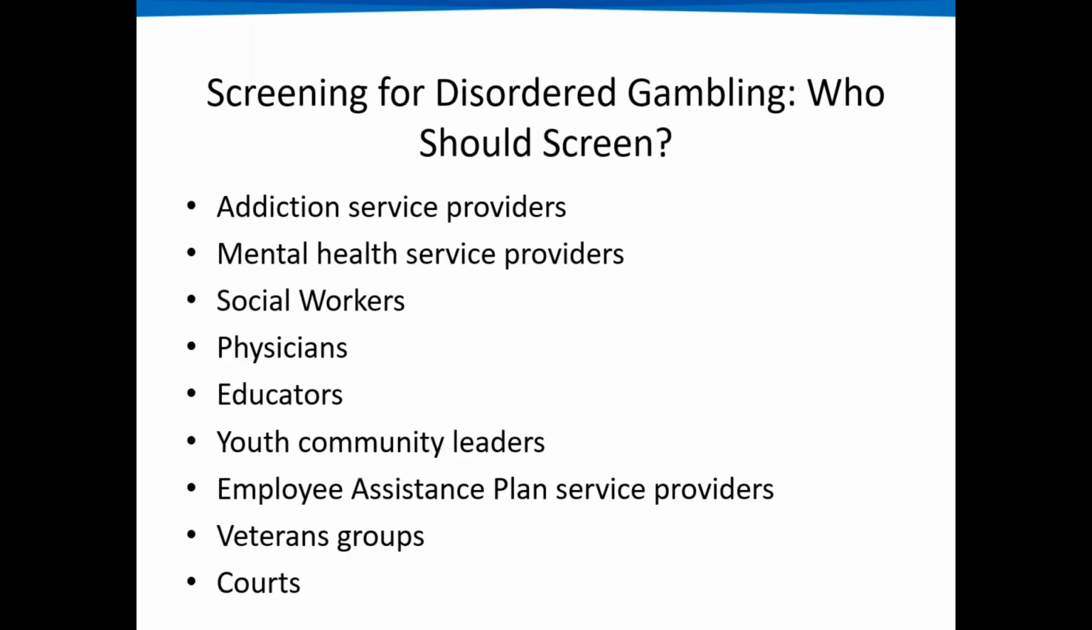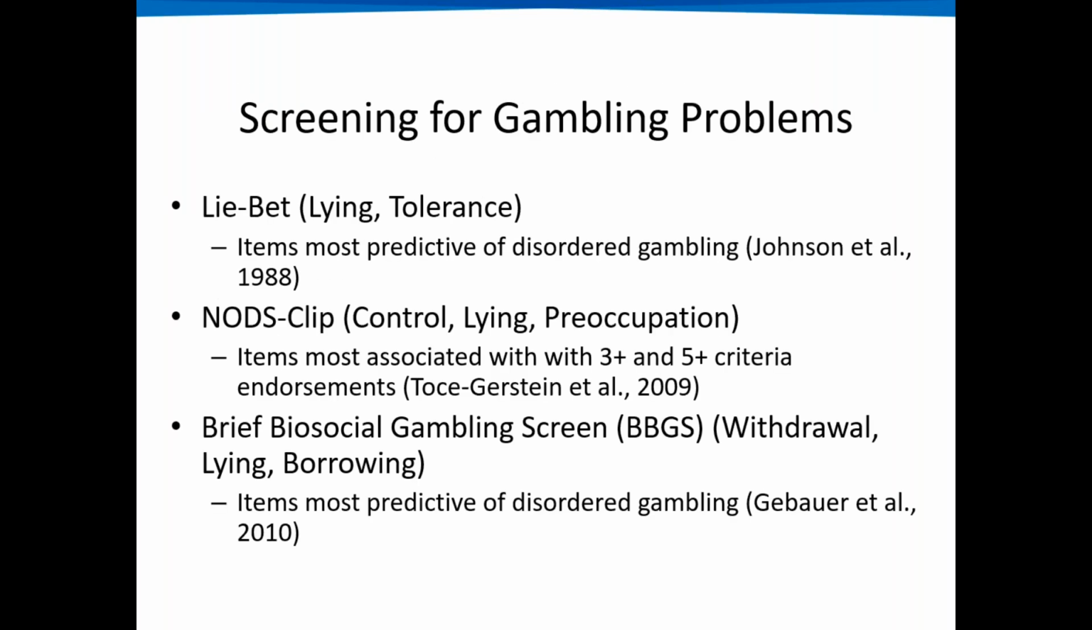And who should screen? Everyone. But to be more specific, remember that many people with undetected gambling problems are in treatment for something else. So substance use programs and mental health services in particular should screen. And how should you screen? The short answer is that it really doesn't matter as long as you use a consistent and validated tool.